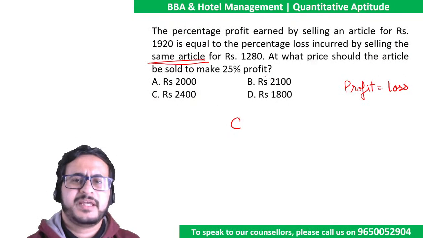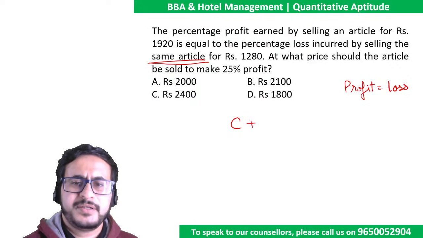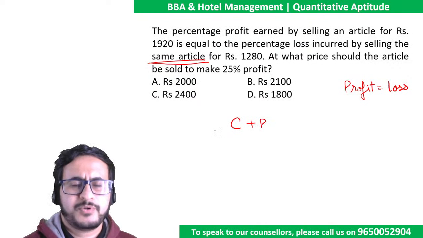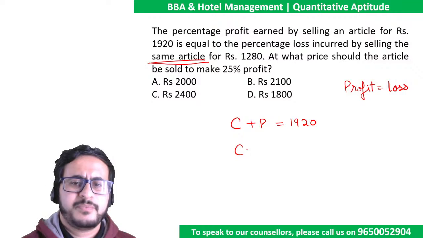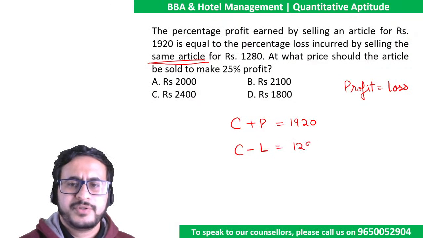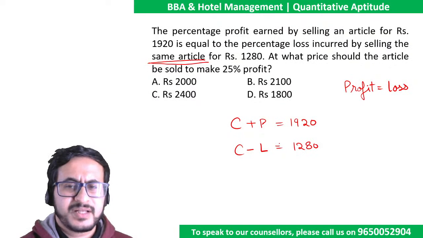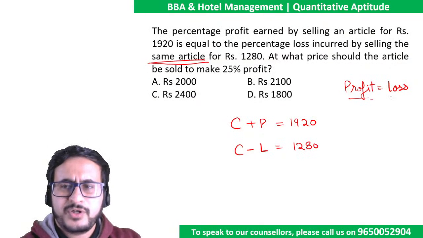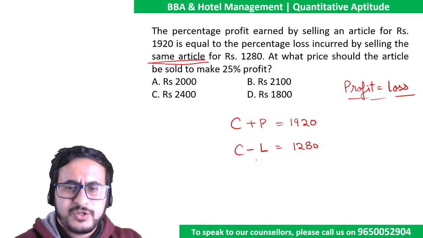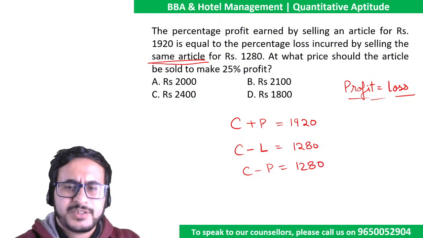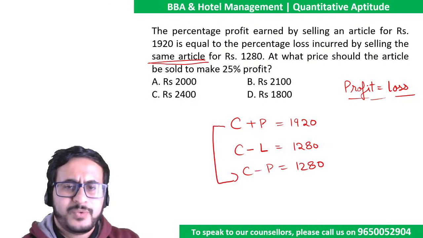Okay. So if you are making profit, the cost plus profit is equal to 1920. Second case, you are making loss, so cost minus loss is equal to 1280. Now we know that profit is equal to loss. Whatever profit you are making in this case, that will be equal to this. So what we will have? We will have C minus P as 1280. These are the two equations that we get.